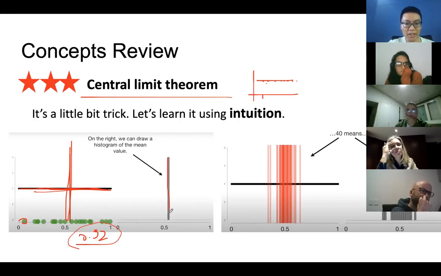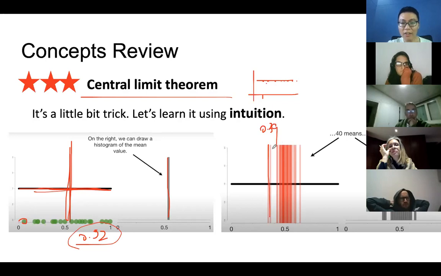This vertical line represents the mean, which is 0.52 at this time. But you can do this many times, right? You can do 40 means. For example, this time you get 0.39. The second time, maybe you get exactly 0.5. At another time, you are less lucky and get maybe 0.6. You can do it so many times. Each time you calculate the mean, and this time you have 40 means.